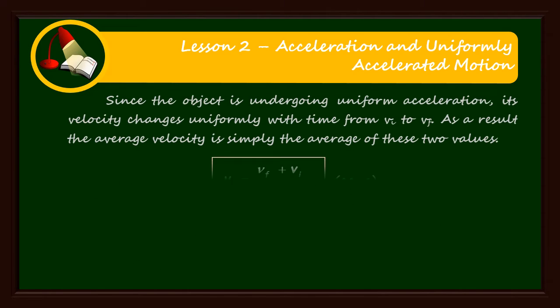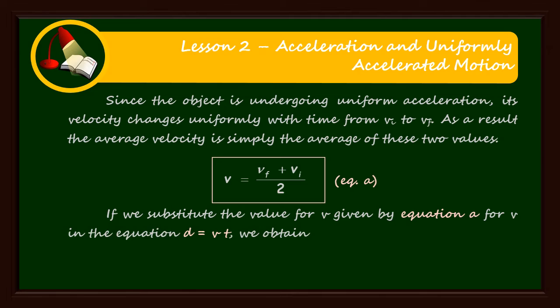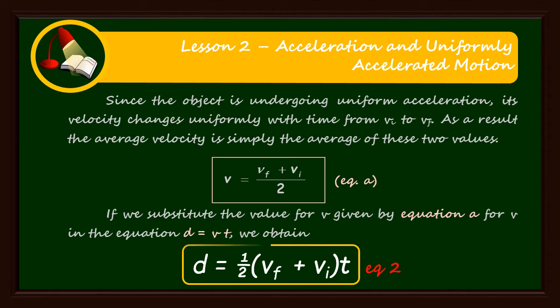Since the object is undergoing uniform acceleration, its velocity changes uniformly with time, from initial velocity to final velocity. As a result, the average velocity is simply the average of these two values. If we substitute the value for velocity, given by equation A, for velocity in the equation, distance equals velocity times time, we obtain the second kinematic equation.